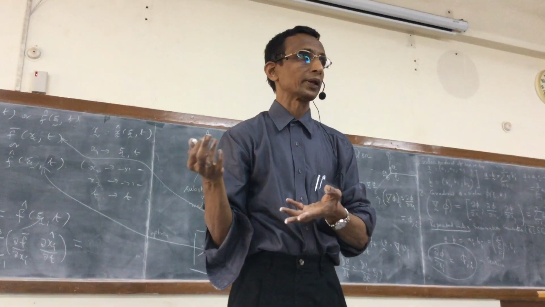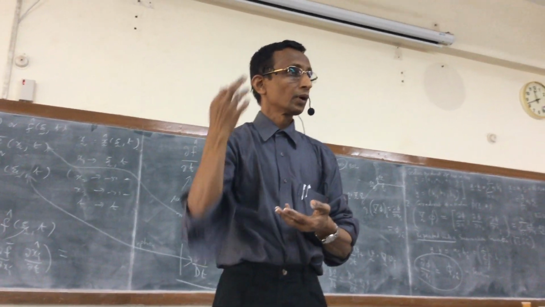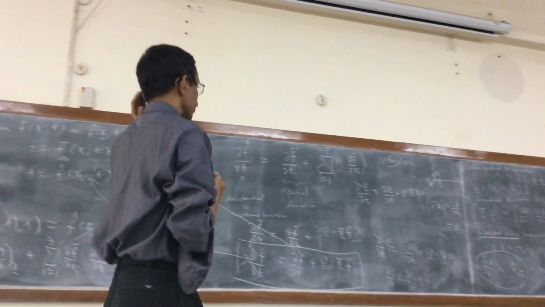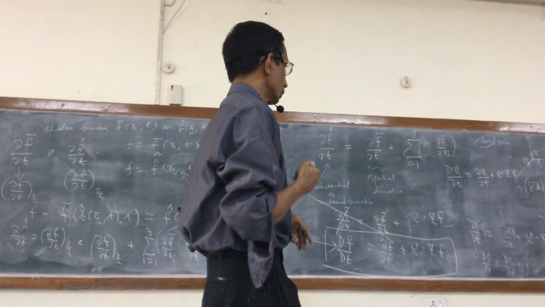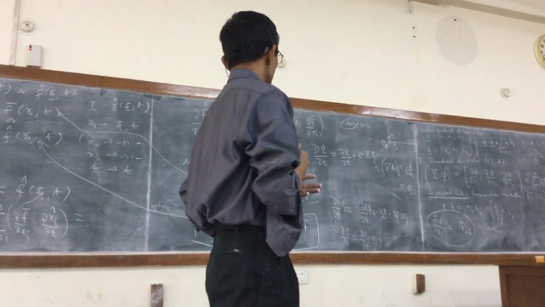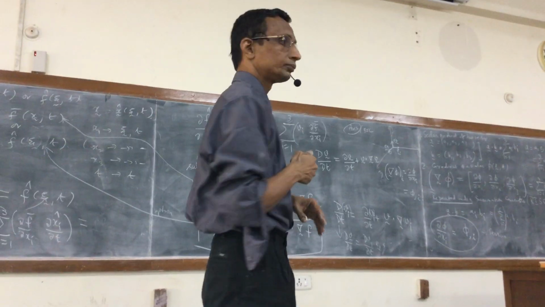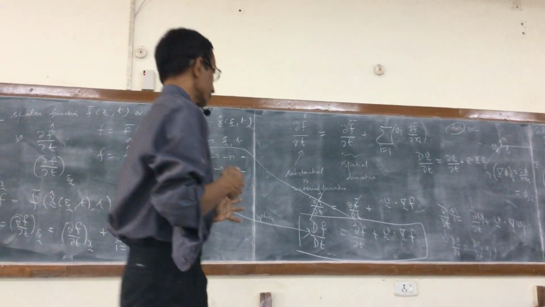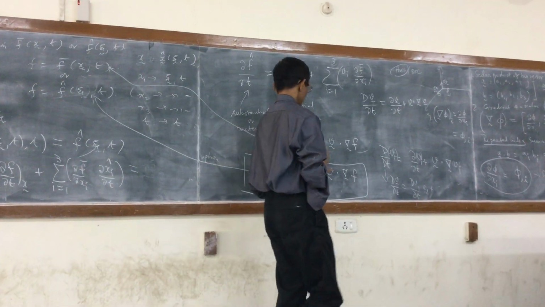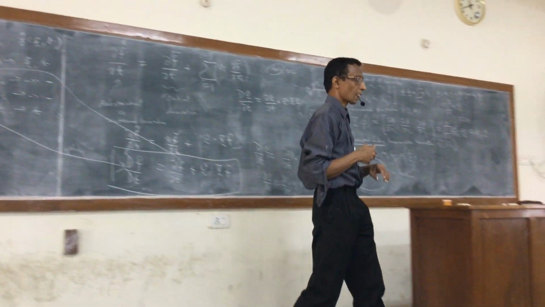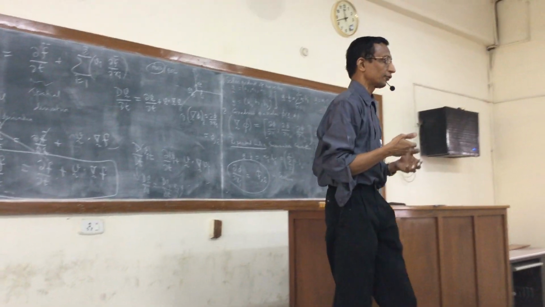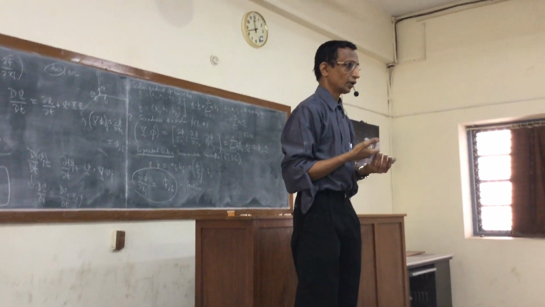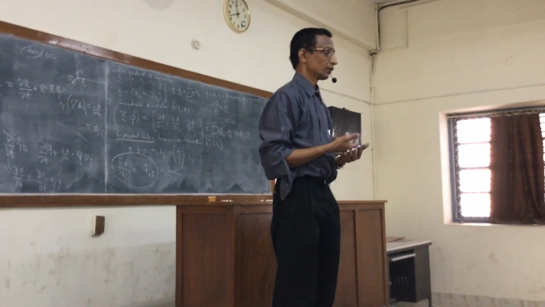Probably you can look at Aris, which is good for these vector and tensor operations. Birchwood would have them all in the appendices. So I would urge you to look at Aris. It's better and more clearly explained. So this sort of completes the relation between the substantial derivative and the spatial derivative of a scalar.